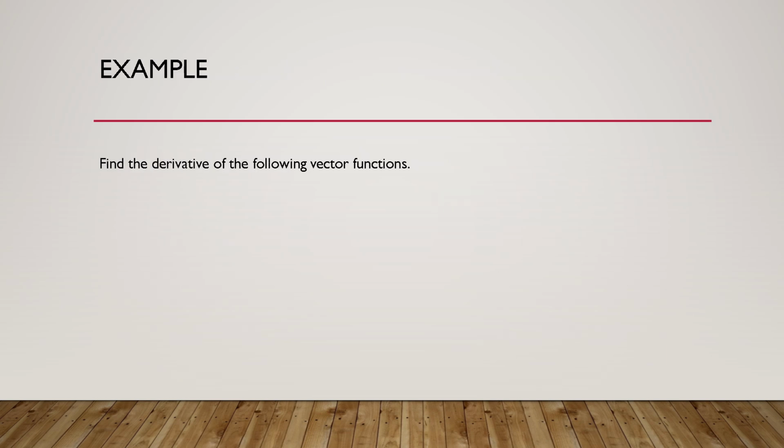For example, find the derivative of the following vector functions. r(t) equals 4 times the square root of t i plus 2 times e^t j. The first derivative, r'(t), equals 2 over the square root of t i plus 2 times e^t j. The second derivative of r(t) equals negative 1 over the square root of t cubed i plus 2 times e^t j.